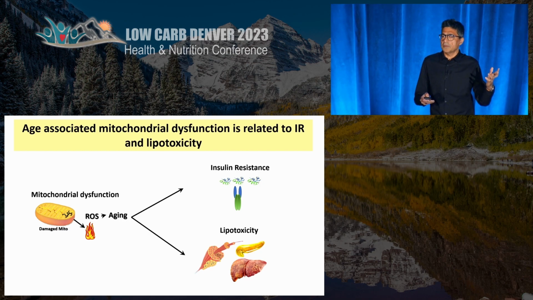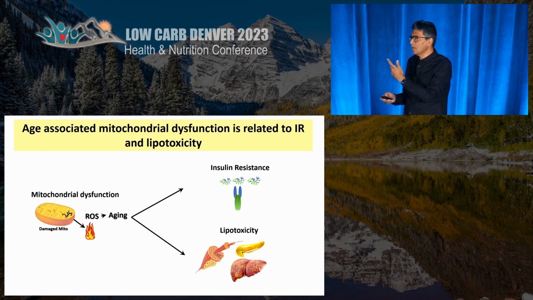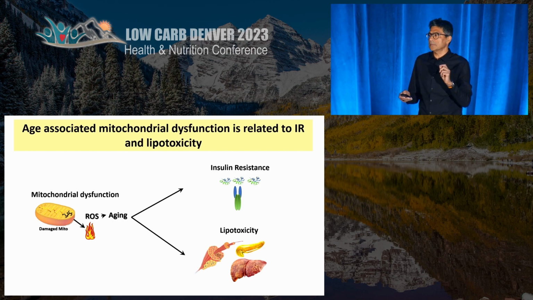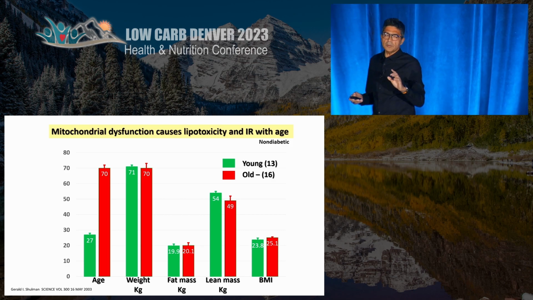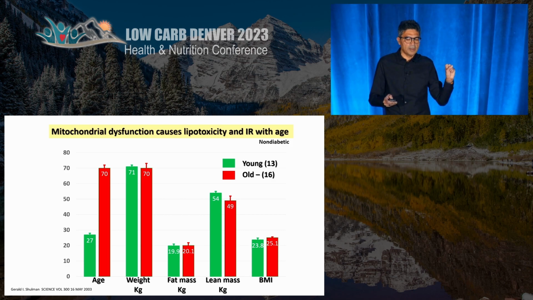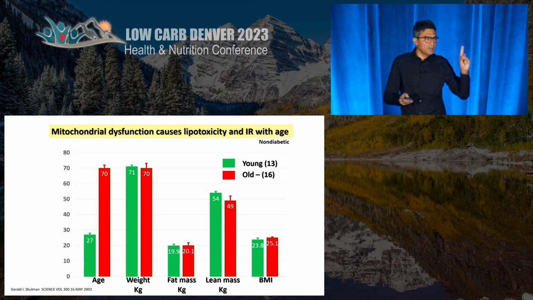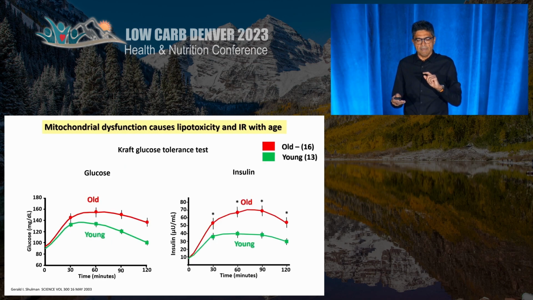Let's take another group, older people. I'm getting older. Age is associated with mitochondrial dysfunction, insulin resistance, and lipotoxicity. Because this group took individuals that were younger, in their 20s, versus older, in their 70s. That was the only difference, age. They were similar for their weight, their fat mass, their lean mass, and body mass index.